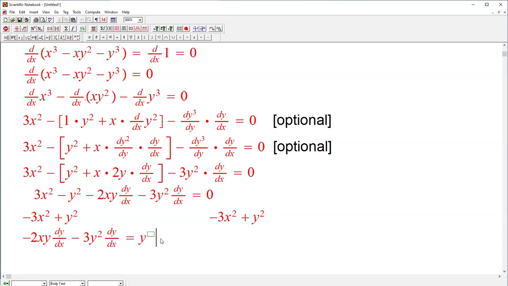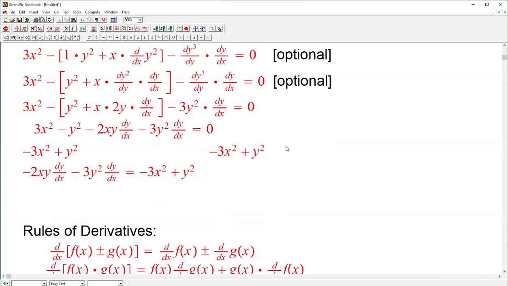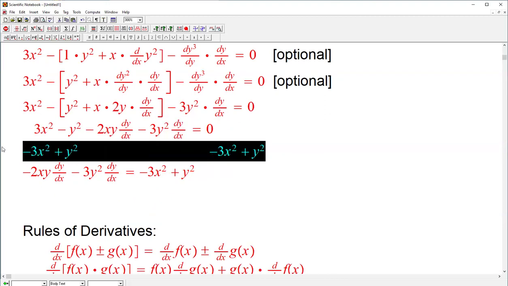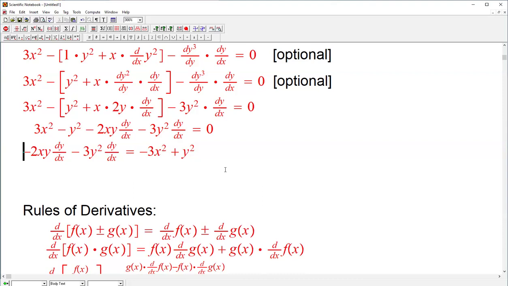Let me just copy and paste it. It doesn't matter though, so I'm going to put it like that. Or you can move these 2 terms to the other side. You really can do that. However, you don't really need to show your reader this piece, so I would just remove it. Okay, I'll just show it to you.